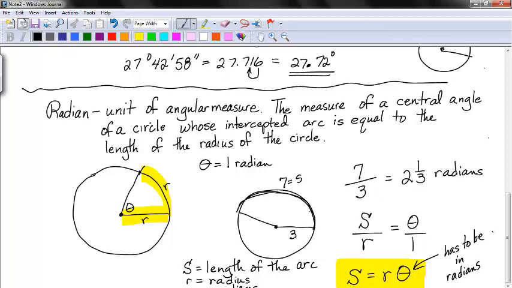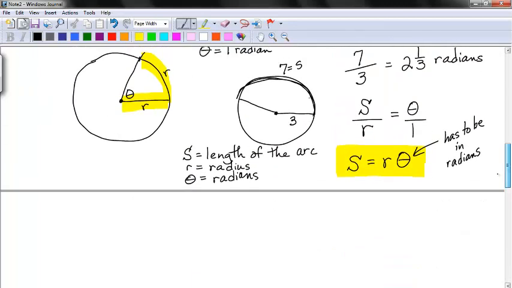If they give you 60 degrees, you cannot just put in 60 degrees. You'll get the wrong answer. Theta has to be in radians. So that means we've got to be able to convert from degrees to radians and radians to degrees, back and forth. Okay, so if we take a circle, what's the distance around the outside of a circle called?